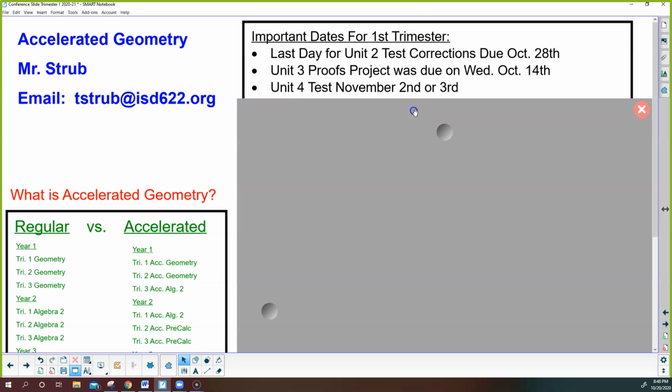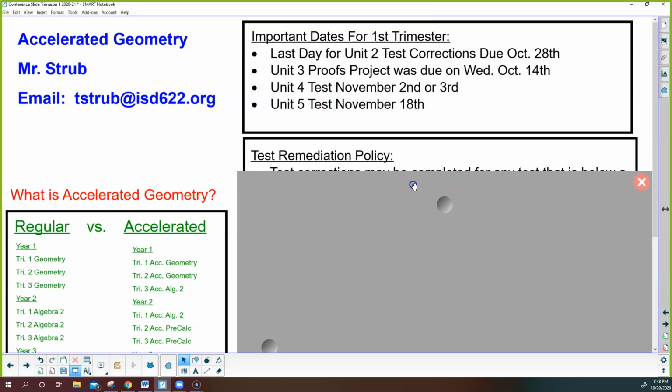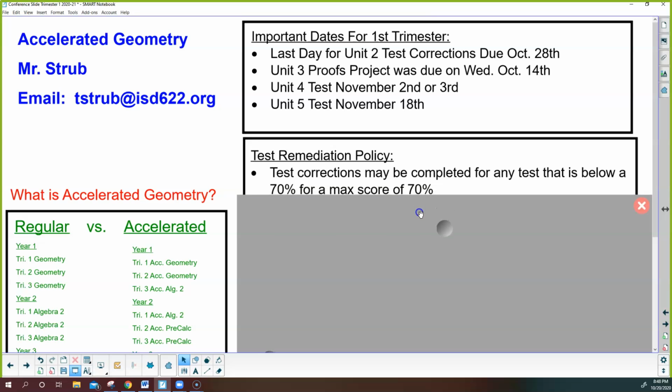The Unit 4 test is coming up on November 2nd or 3rd, depending on what hour your student is in my geometry class. And then we also will have a Unit 5 test on trigonometry on November 18th. That's a Wednesday where all students would take that test. All right, what if you don't do well on one of the unit tests? Well, we do have a remediation policy to earn points back.